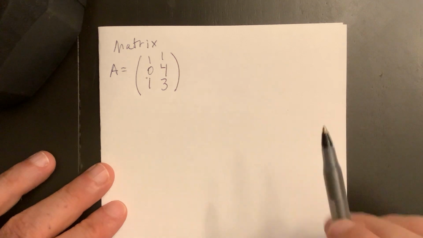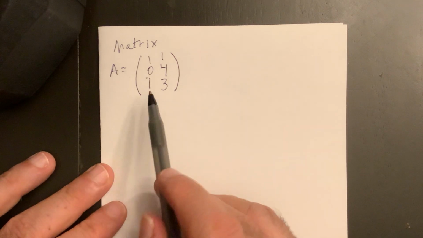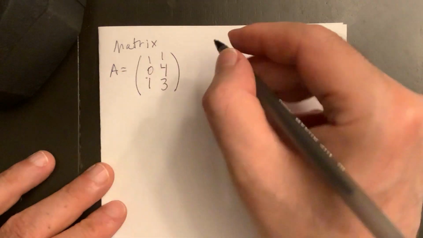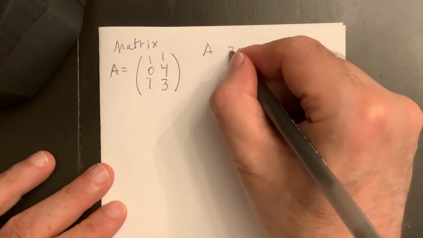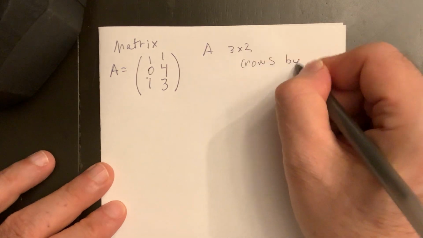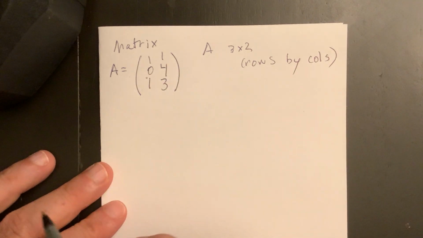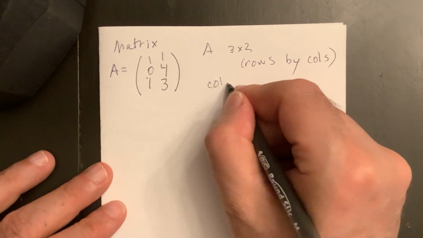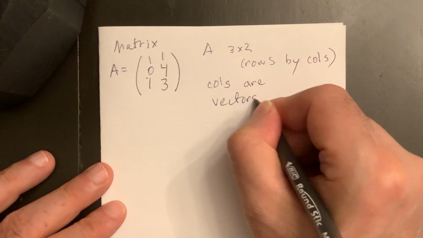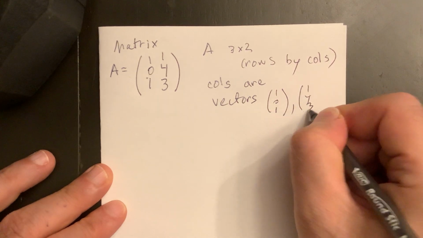So I can look at this as columns like vectors, a sequence of vectors, an ordered set of vectors, okay? So this has dimension. A is 3 by 2, and this means rows by columns. It has 2 columns, so the columns are vectors: (1, 0, 1) and (1, 4, 3).